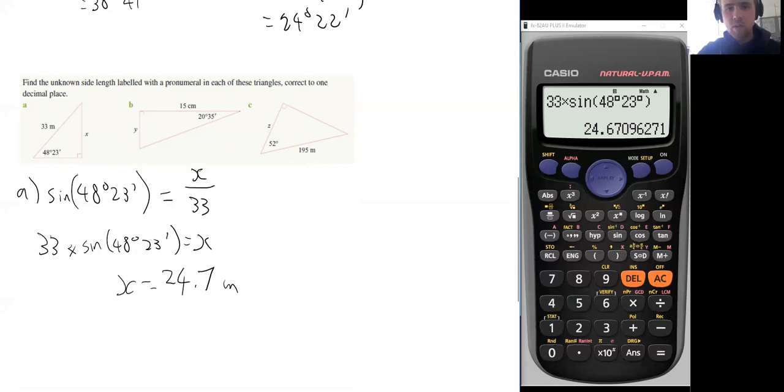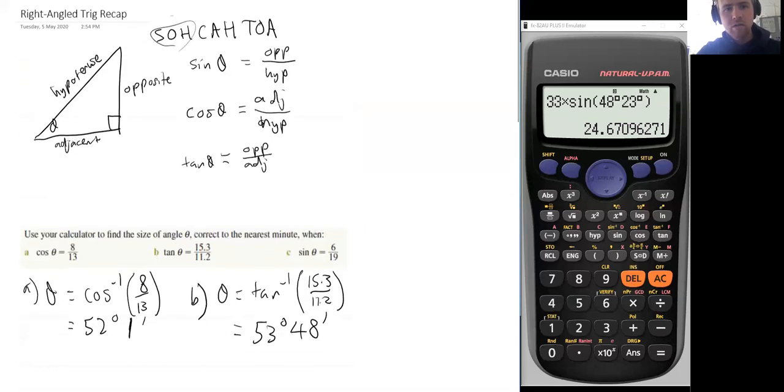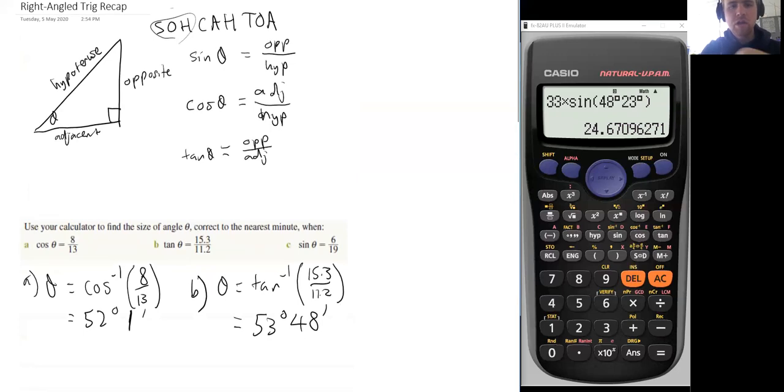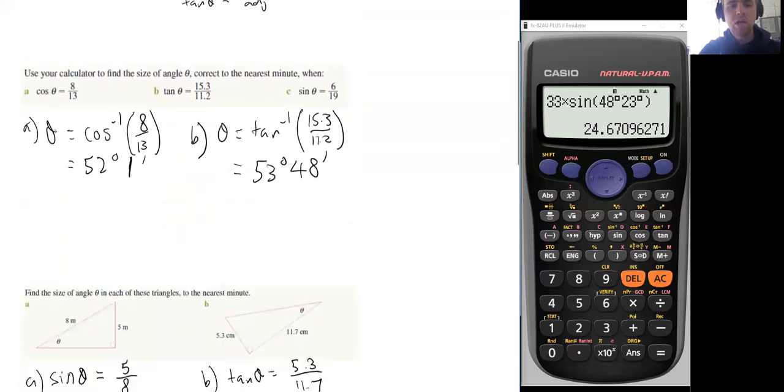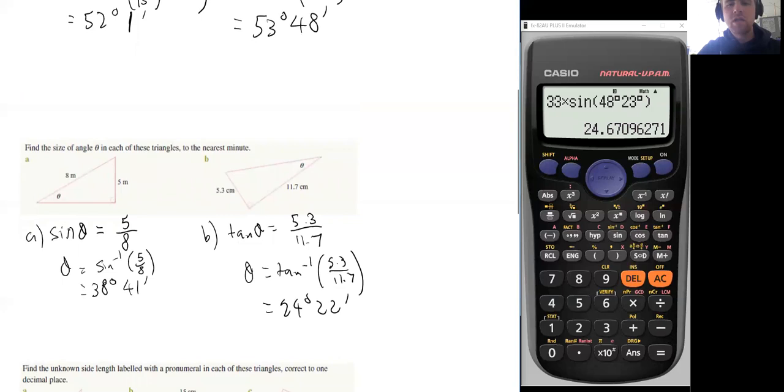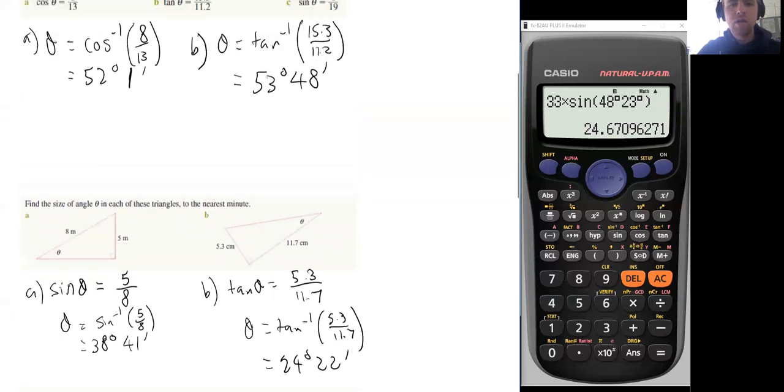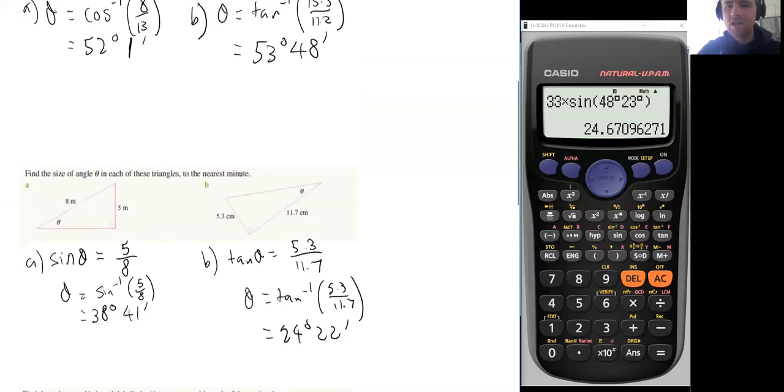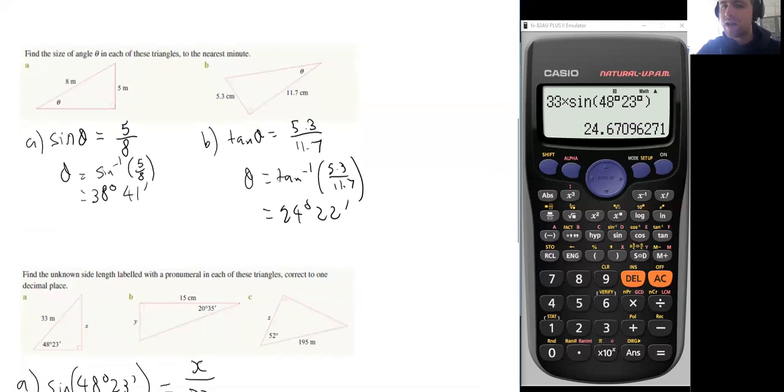Okay, so I hope we remember all of these. Good luck with the questions. So remember SOHCAHTOA, set up the equation, and then rearrange to find your unknown. Make sure that we're using our calculators correctly, okay? So we know when to use shift sine and when not to use shift sine, and that we're doing degrees and minutes when appropriate.